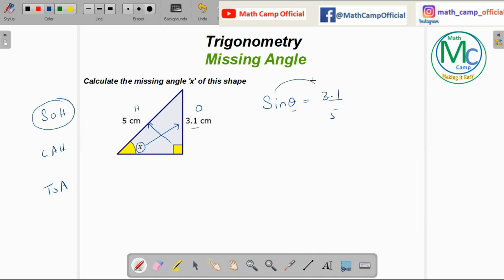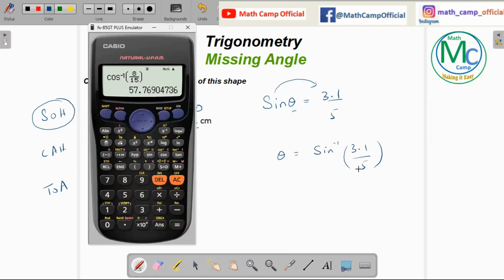Theta, the sine has to move to the other side. When it moves, it will be converted into sine inverse 3.1 over 5. Use your calculator to find the answer. So I need sine inverse. So shift sine 3.1 over 5. When I close the bracket and press equals, 38.316. So I'm going to round it to 1 dp. It will be 38.3 degrees.